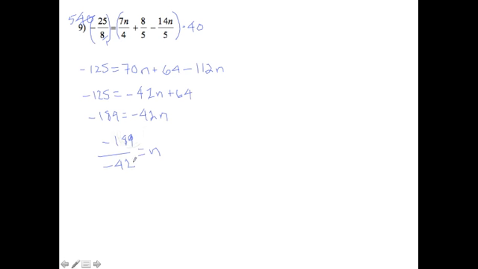And we have to do a couple things to clean this up. First of all, we know a negative over a negative is definitely going to give us a positive. And we also know that we can simplify this fraction. What number will go into both? It might take you more than one step, but ultimately 21 goes into both. So this reduces to 9 over 2 is equal to n.